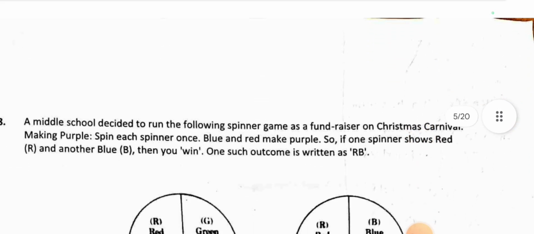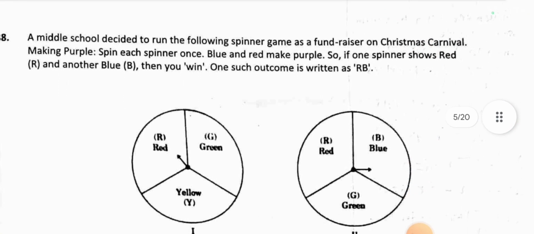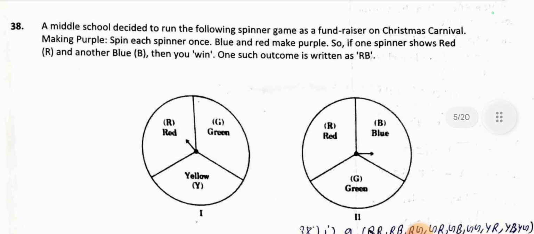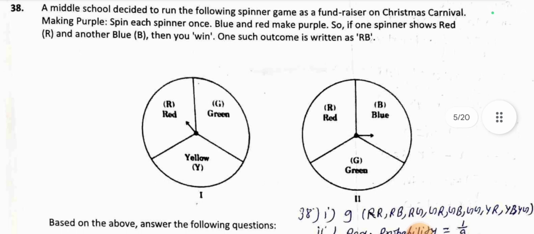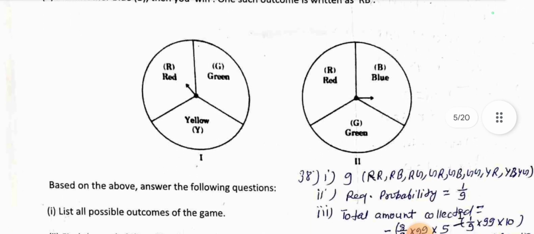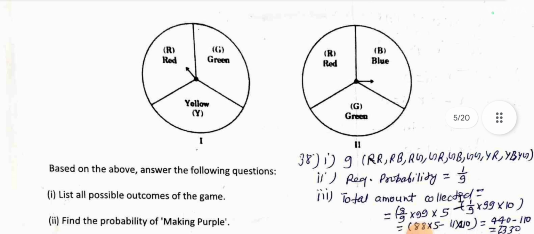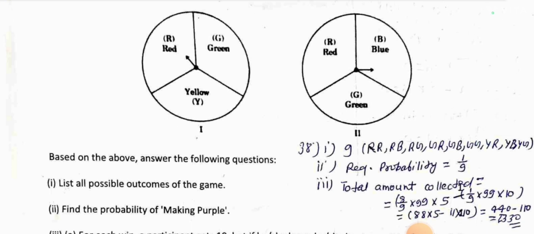Question 38. Here the 2 spinners are given: red, green, yellow and red, blue, green. The question asks to find the probability, so first the total outcomes; list all possible outcomes. If we take red in first and second, RR. If we take RB, RG, in this also green in first, GR, GB, GG, and YR, YB, YG, means the total number of outcomes is 9.